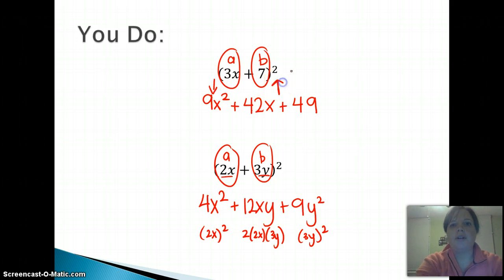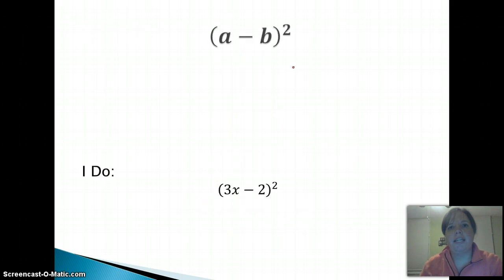Next, we're going to be working on going in the opposite direction. So noticing those patterns can be helpful. So what's the difference now when we have subtraction? So again, it's still repeating. It's a minus b, the parentheses are repeated, but there's a subtraction instead.